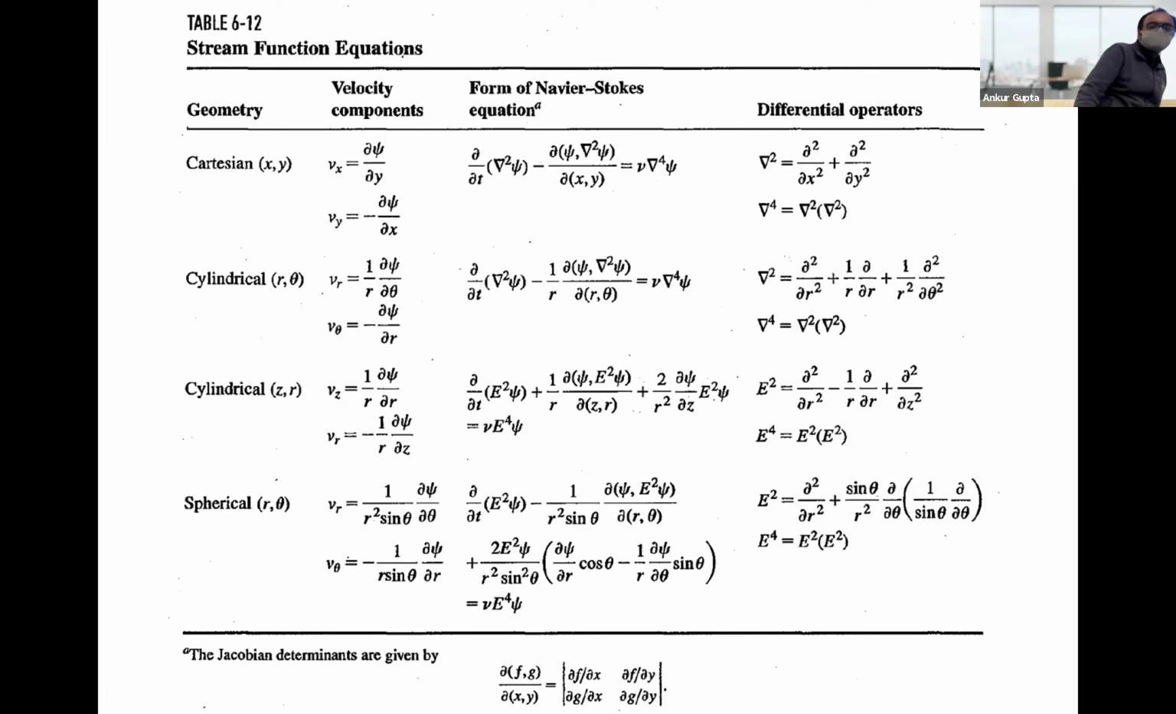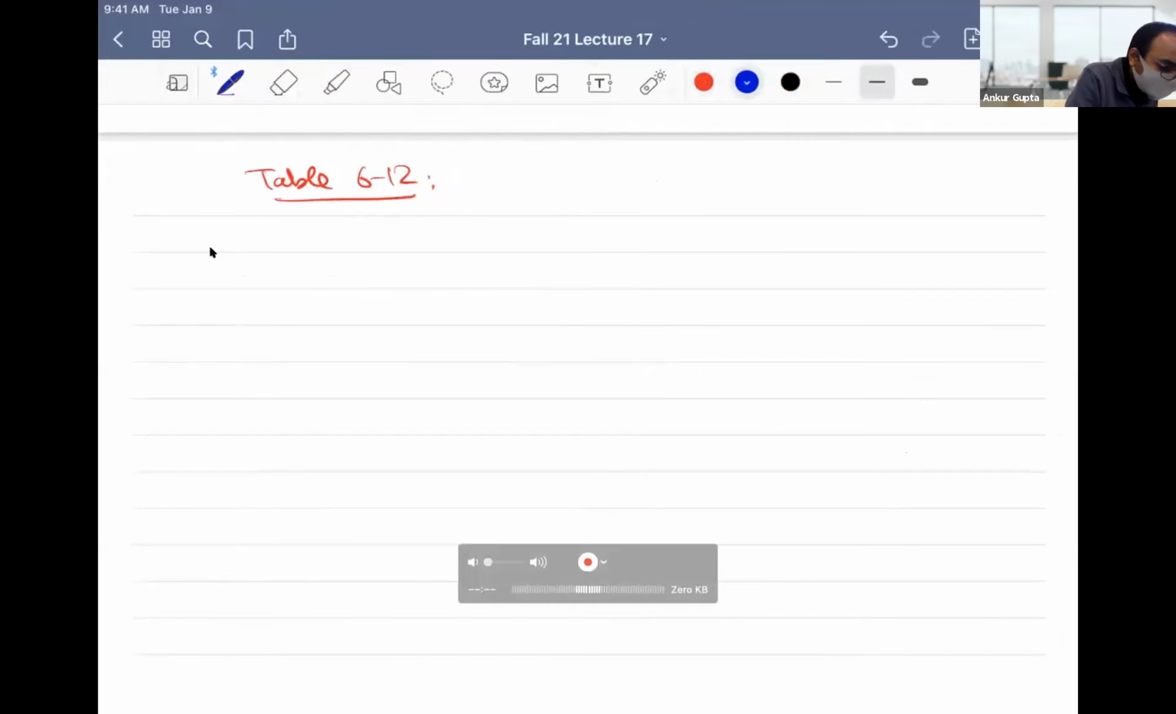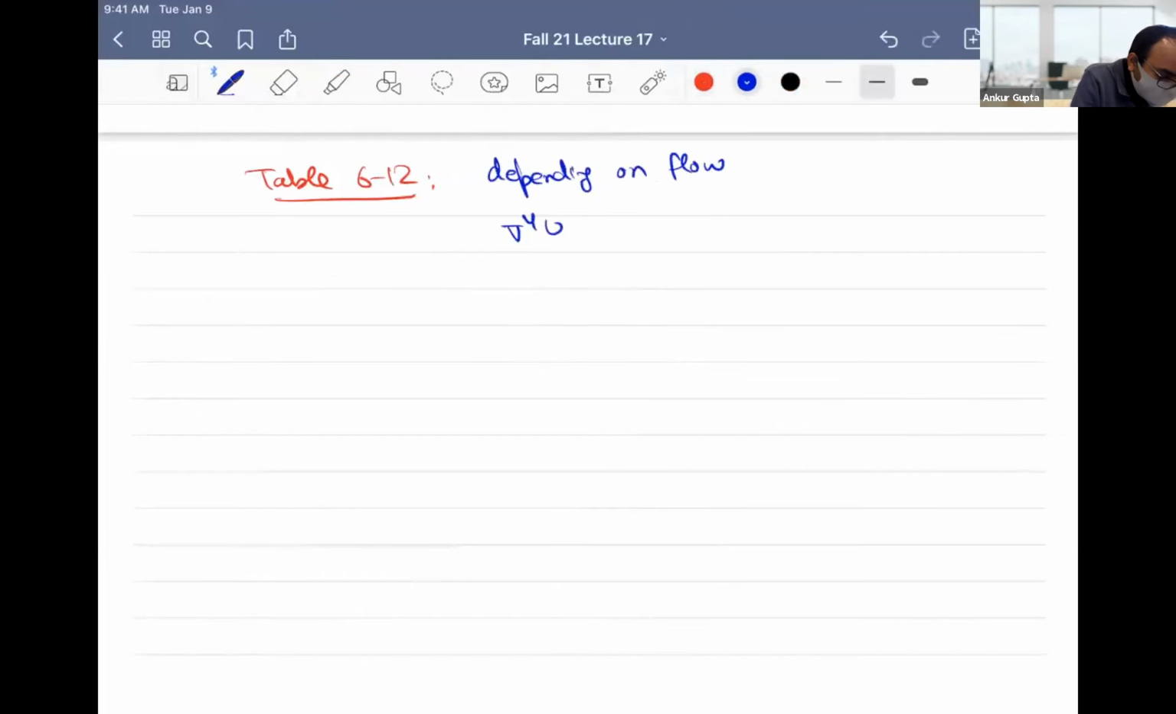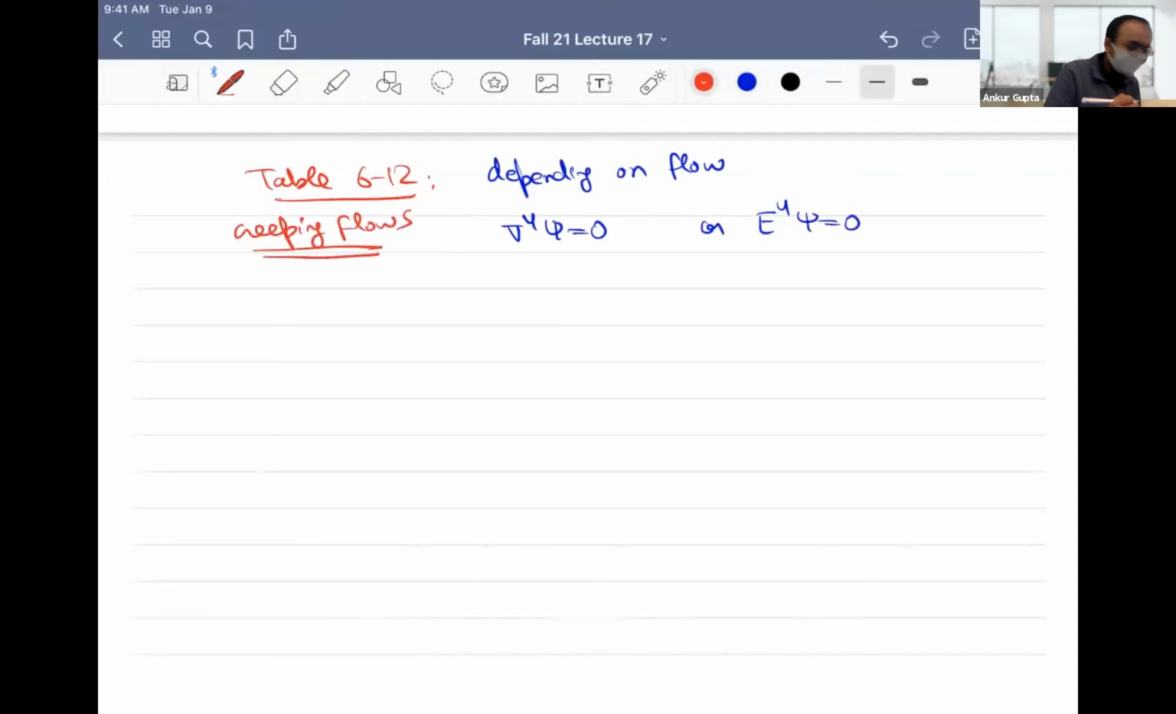So let's go back. What I mean to say is, depending on the flow, the creeping flow equation would be del 4 psi equals 0 or E 4 psi equals 0 in creeping flows. This is the beauty of the system. The advantage is that we are no longer restricted to one velocity dominating. We can literally solve for two-dimensional velocity profiles.